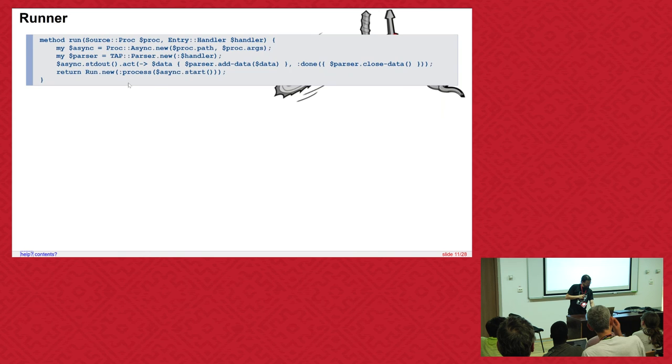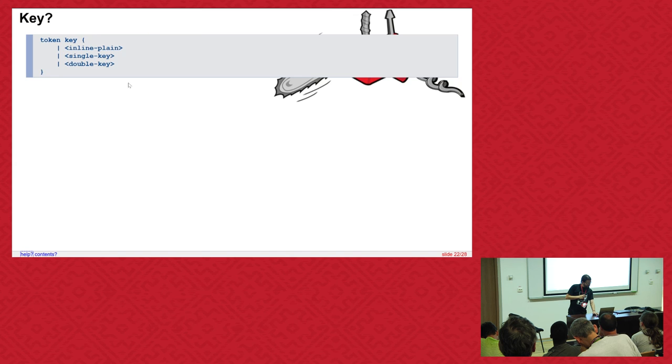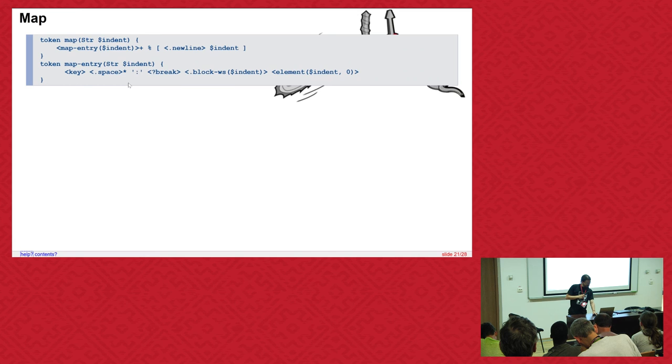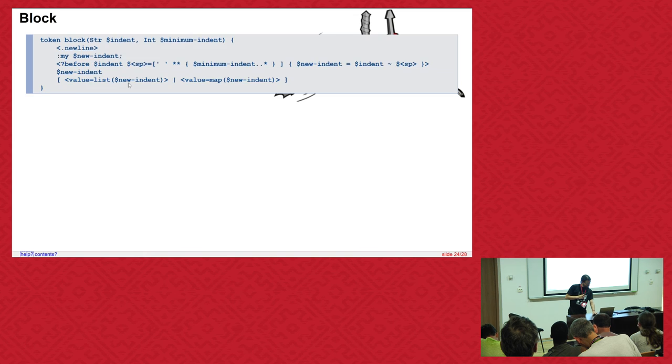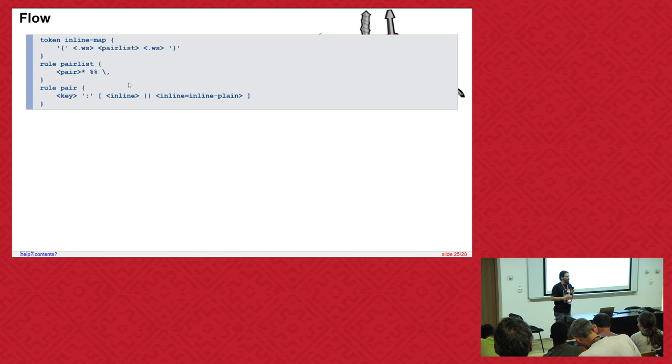Any more questions? Where was the example with the inline maps? That's a good question. Yes, a percentage means basically I have multiple pairs, zero or more pairs, and they're separated by a comma. And the double percent, this is actually one thing that the YAML syntax allows that JSON doesn't, means it's allowed to have an extra comma at the end.